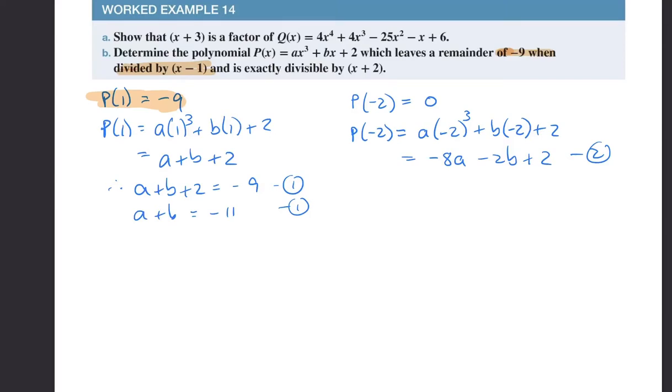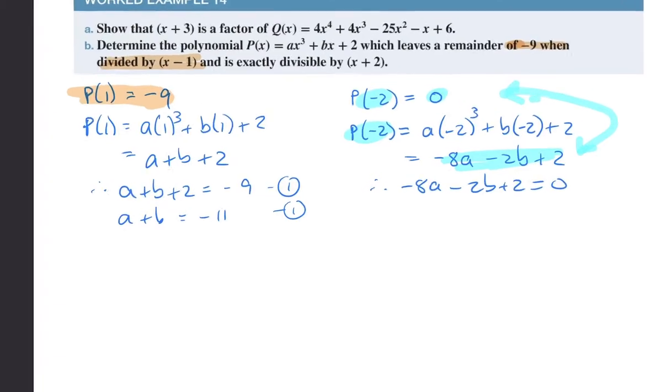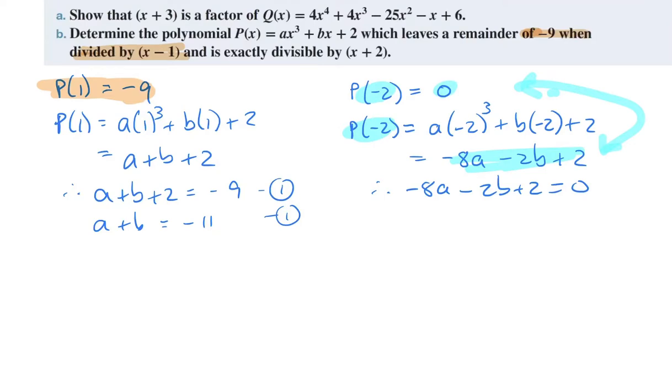And to make 2 even better, this is not equation 2, it's a bit too quick. What I have is therefore minus 8a minus 2b plus 2 equals 0. Remember, p(negative 2) is this, but that is also 0, so these two must be the same. I'm going to rewrite this. Let's take the constant to the other side, and I'm going to divide everything by 2, just to simplify it, so it becomes minus 4a minus b plus 1 equals 0.